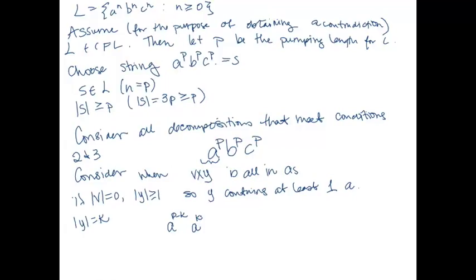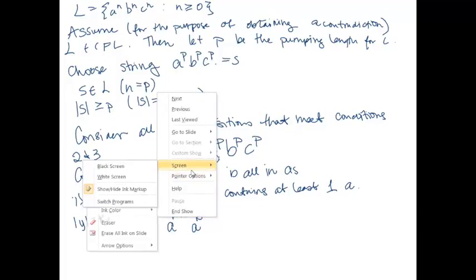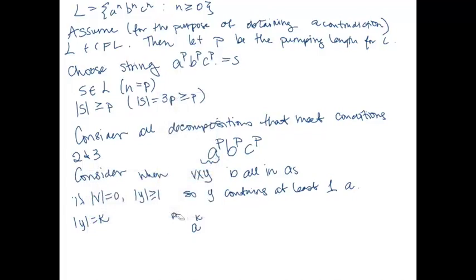Actually, let me do this in even more detail. And then we'll summarize. We'll make it a little bit easier afterwards. But we'll do more detail first. Okay, let's let the length of x be, what's a good one, j. Okay, so v was empty. So x takes up a to the j. Y takes up a to the k, takes up k a's, where k is greater than or equal to 1. That means we would have some additional number of a's that could be located in z, which is p minus j minus k. Okay, and then we have the rest of the string, b to the p, c to the p.